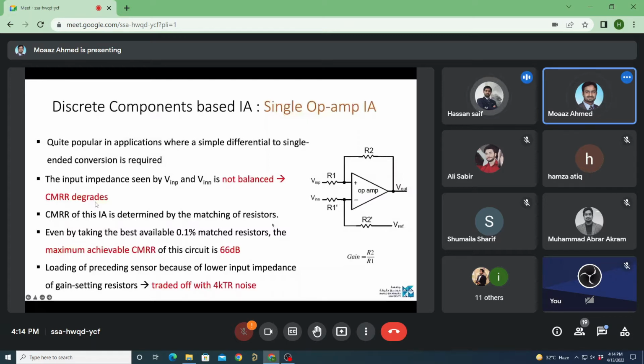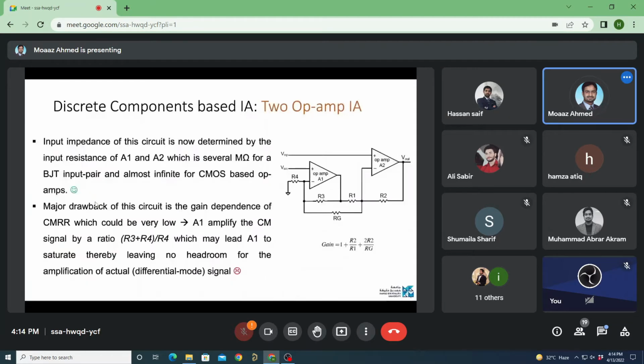Yeah, sorry to interrupt. I think your slides are stuck. You cannot see slide number 2. No, now this 2 op-amp slide is visible now. Or can you see the 2 op-amp based IA now? Yes, now it's visible. Okay.